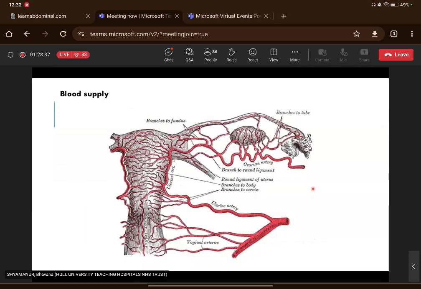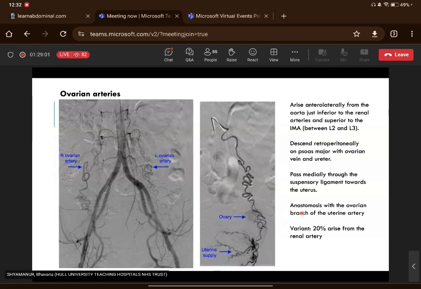And a quick note on blood supply. The ovarian artery comes from the internal iliac, supplies the ovary, and then through its course in the broad ligaments, it moves towards the uterus, where it anastomoses with branches from the uterine artery, which originates from the internal iliac artery as well. You can see these vessels on an angiogram.